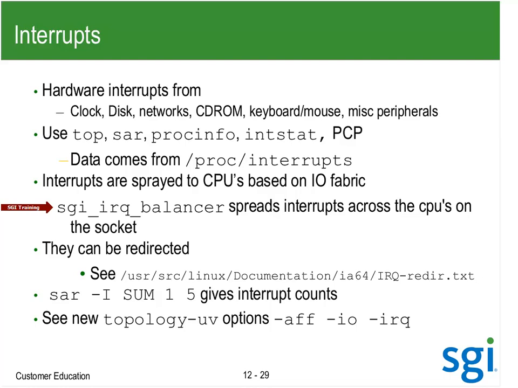My personal opinion, I always thought they should just direct the interrupts to the virtuals, leave the virtuals for all the miscellaneous noise that doesn't use floating points and caches. An interrupt handler is not cache intensive or functional unit intensive. Now, interrupts can be redirected. I was doing this at Raytheon about a month ago. This is an IA64 path, but there is one for normal now. And SAR will track your interrupt counts. And this topology-UV now has these -AFF, -IO, and -IRQ options.